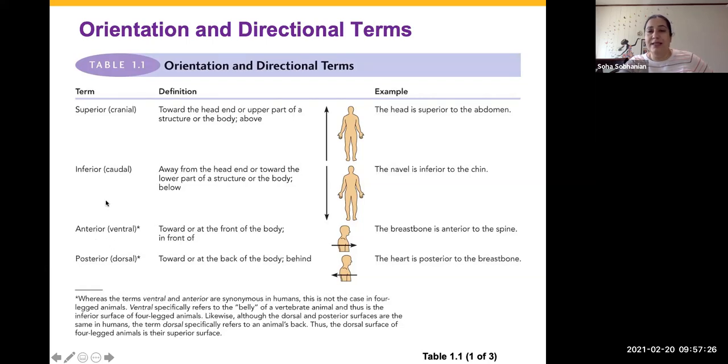The other one that you're going to use is the word anterior versus posterior. Another word for anterior is ventral, and for posterior, dorsal. Anterior means moving toward the front of the body. Posterior means moving toward the back of the body.